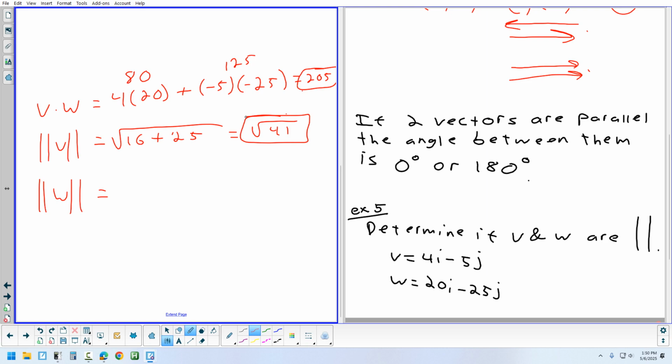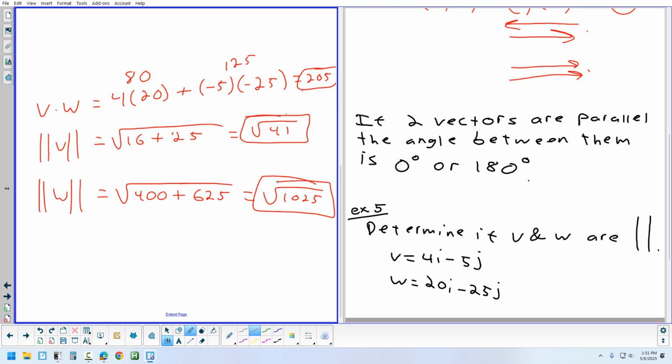And how about the length of W? 20 squared. What's 20 times 20? Like 2 times 2, but it has 2 more zeros. 400. And the next part? Then plus negative 25 squared. So 25 times 25 is 625. And then you add those up. What's 400 plus 625? 1,025. Oh, sweet.